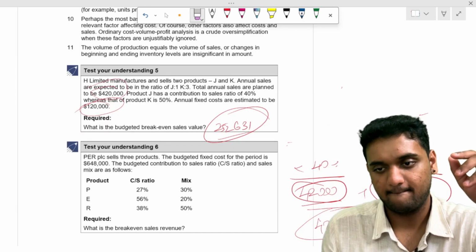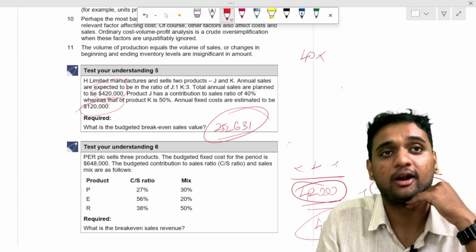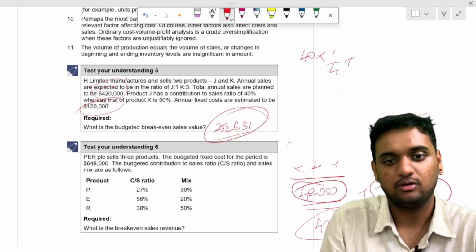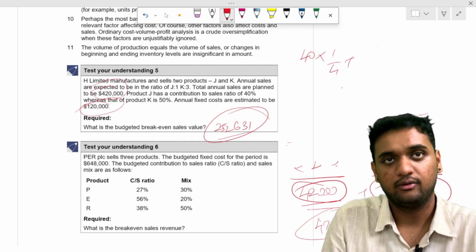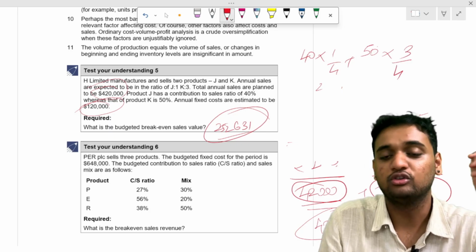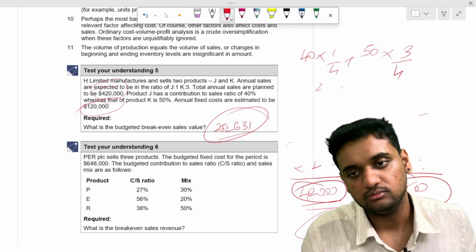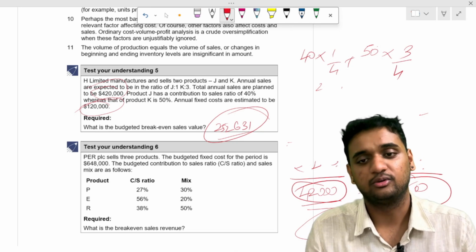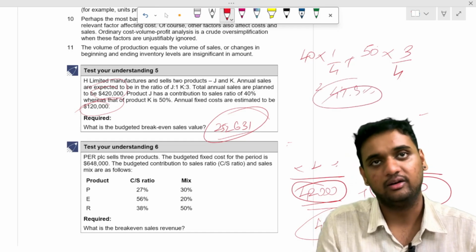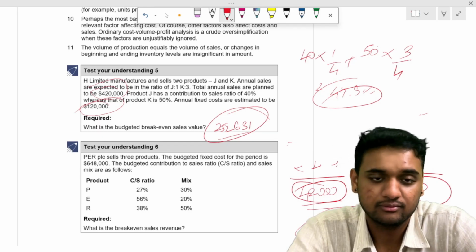Once again. What is the CS ratio? 40% into what is the weight of product J? 1/4. Plus what is the CS ratio of K? 50% into 3/4. 40 into 1/4 plus 50 into 3/4. If you do that, what are you getting? 47.5%. Same only you will get. With this, you again find out fixed cost divided by 47.5%. You will get the break-even sales revenue.